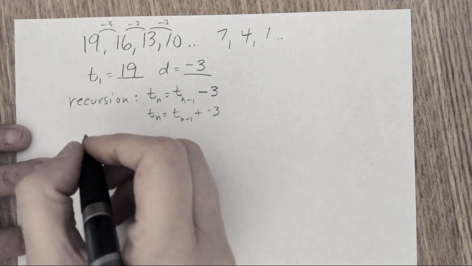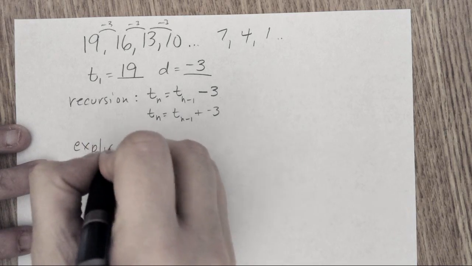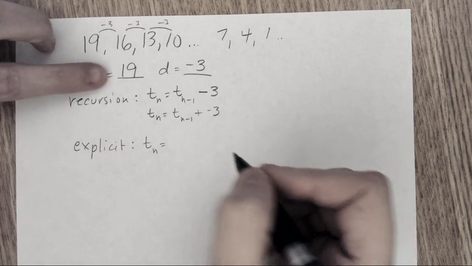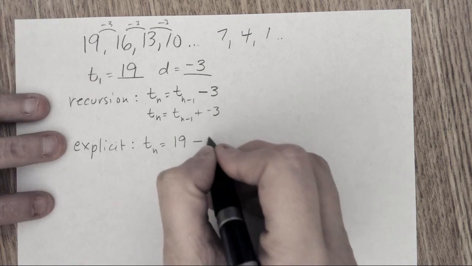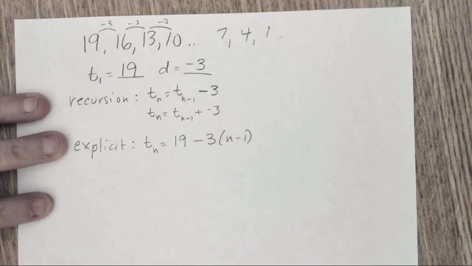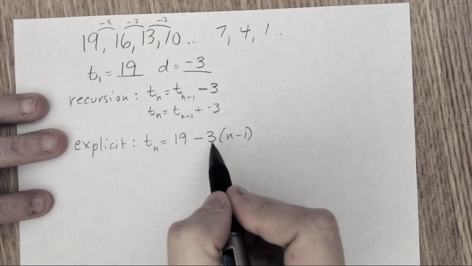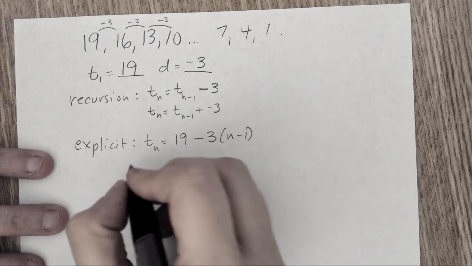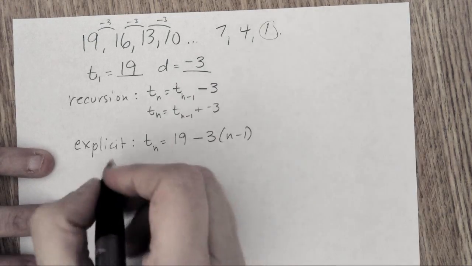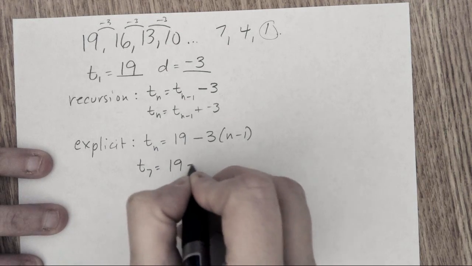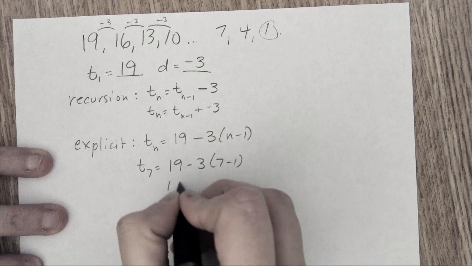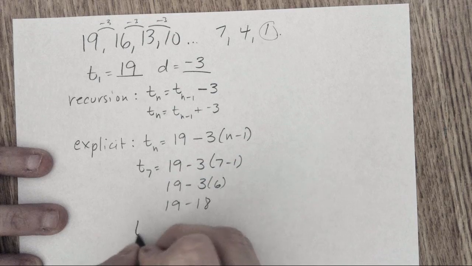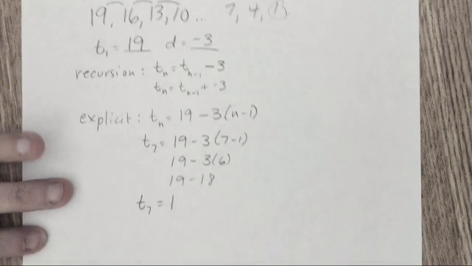So again, if I look at my explicit formula, my explicit formula says T sub n equals term 1 minus 3 times n minus 1. Okay, again, 19 minus 3 for however many hops I subtract 3. So let's say, again, let's try term 7 because we know what it is. Term 7 is 19 minus 3 times 7 minus 1. That's 19 minus 3 times 6, which is 19 minus 18. Term 7 should be 1, which it is. Okay?